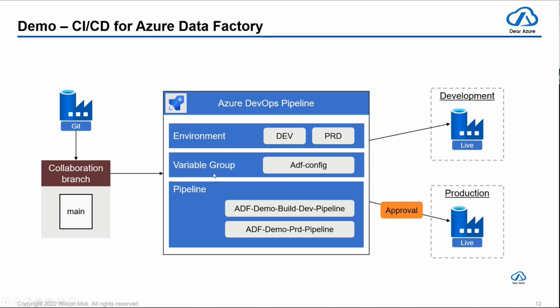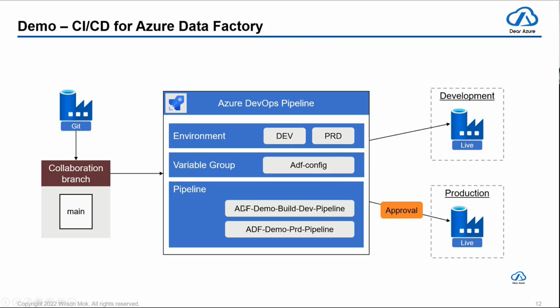In our demo, we created a variable group called ADF config. This ADF config contains all the different variables that are required in order for the deployment to be successful. So this could be things ranging from the subscription ID that we need to use multiple times to environment-specific variables that we will have.